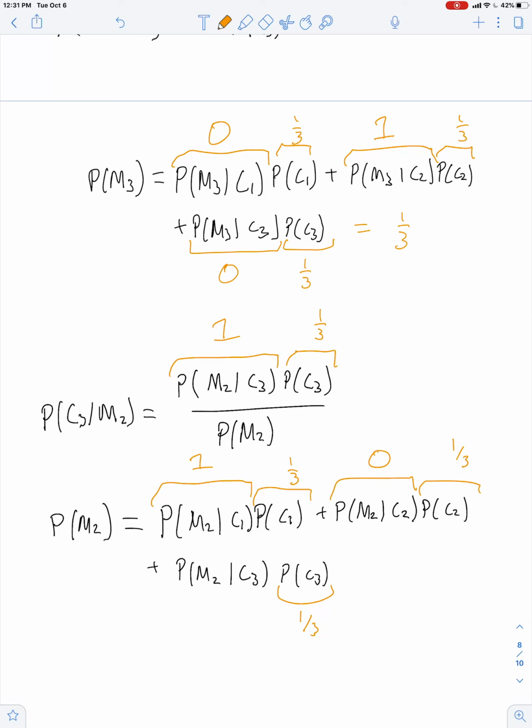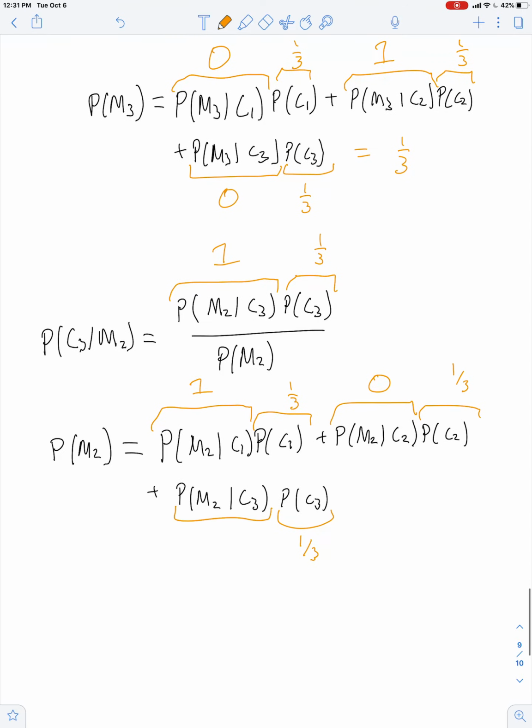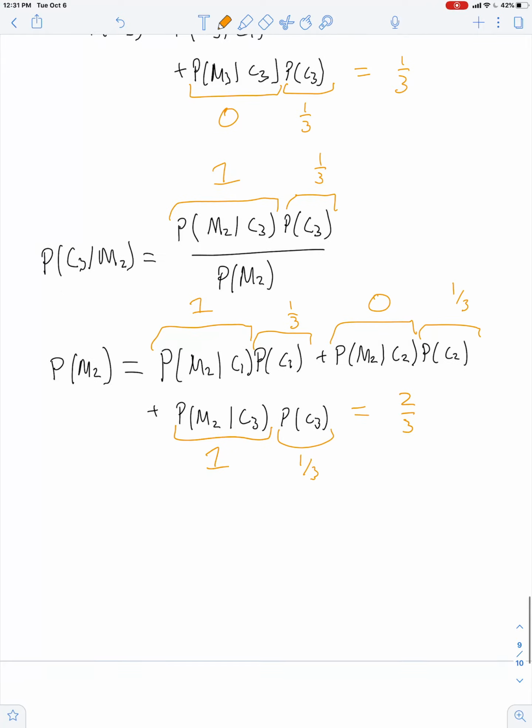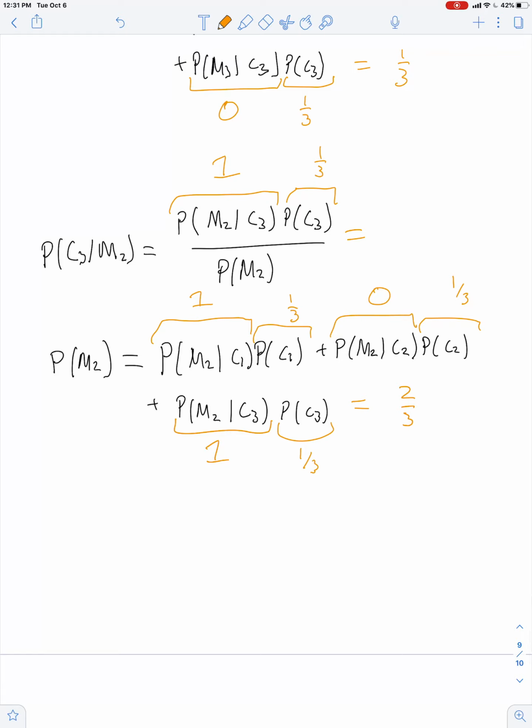Monty can't spoil the game, so that's still 0. And if Monty doesn't have a choice, he still has to open a door with a goat and not a car. So in total, this probability is 2/3, which means that overall, this is 1/3 divided by 2/3, which is 1/2.